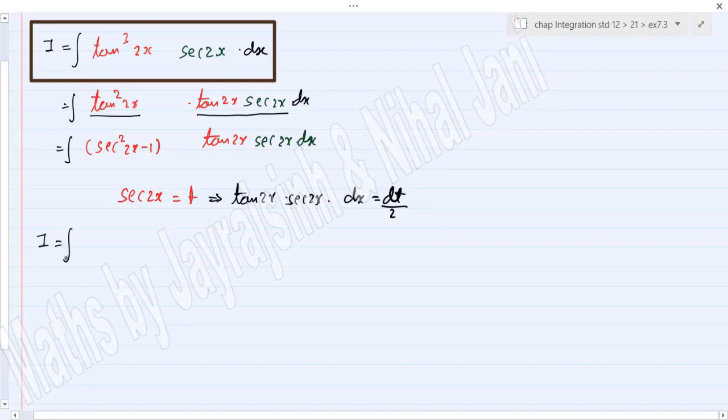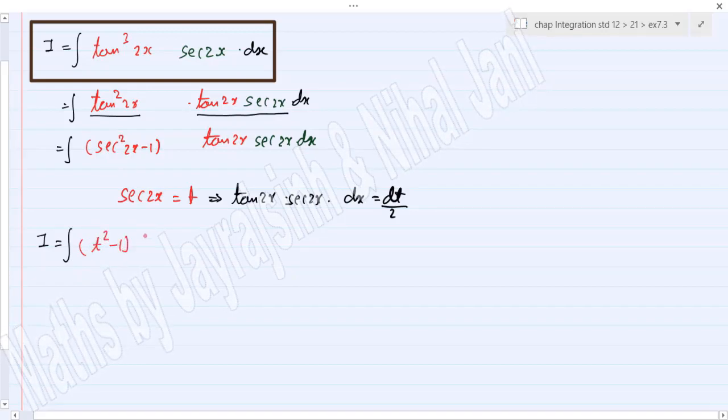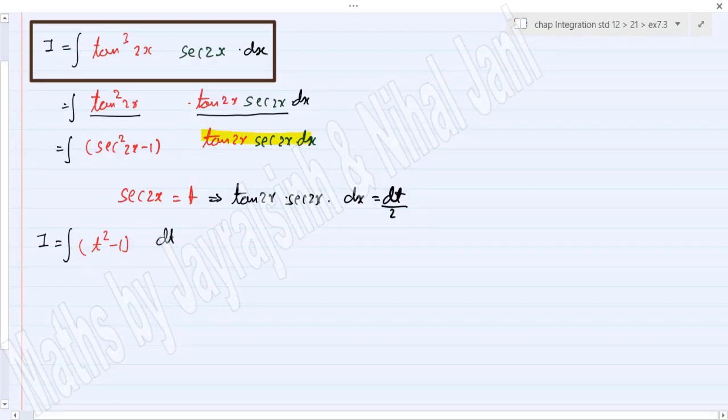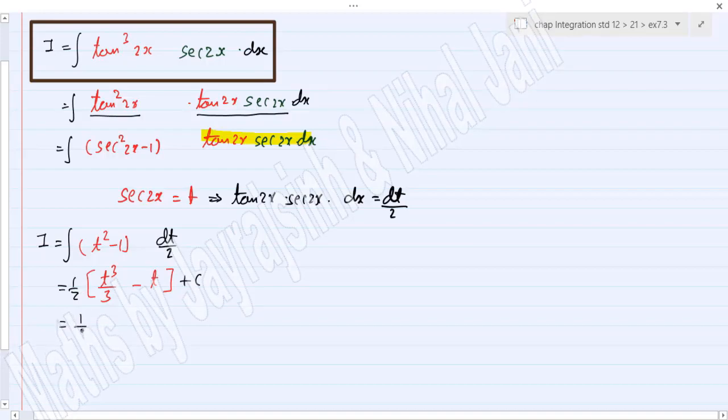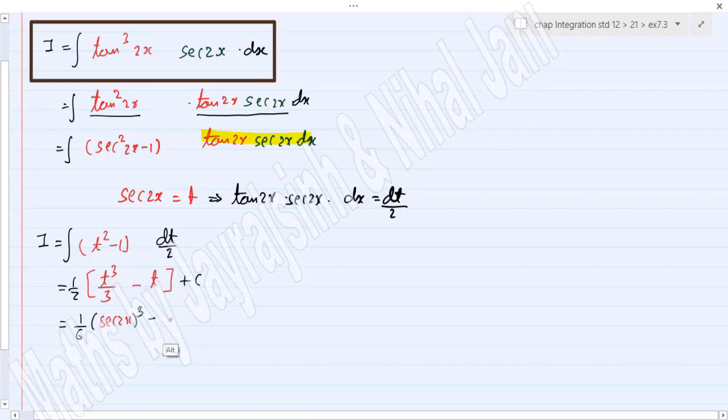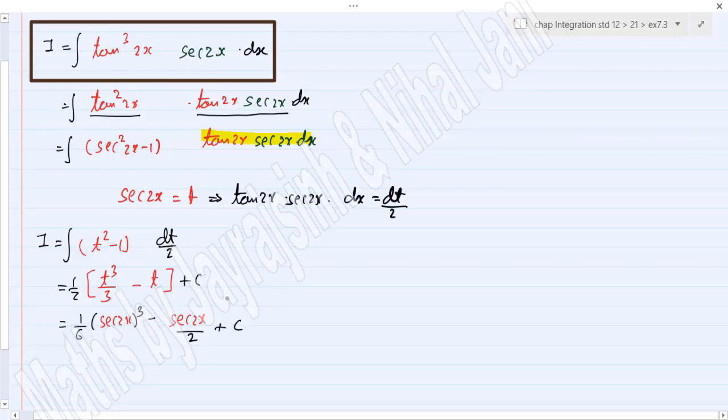So we are ready to modify our integration. This sec square 2x minus 1 will become t square minus 1, and tan 2x sec 2x dx will be your dt by 2. So 1 by 2 is outside. Integration of t square is t cube by 3 minus integration of 1 will be t plus c. Just substitute the value. So you'll get 1 by 6 sec 2x the whole cube minus sec 2x by 2 plus c is your final answer.